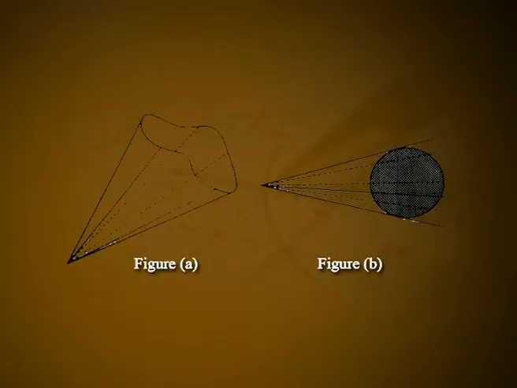In figure A, all the generators pass through the vertex V and cut the curve C, while in figure B, all the generators pass through the vertex V and touch the given sphere S.